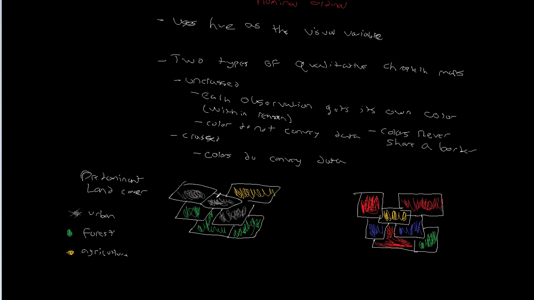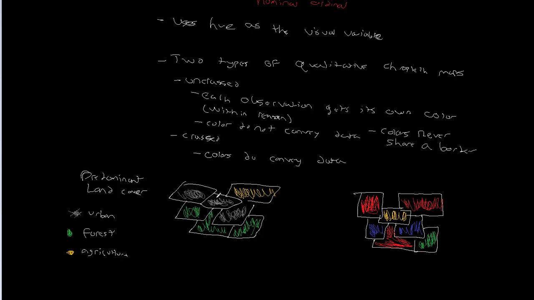I know it was a little bit of a reiteration of things, but again, just to recap, qualitative Choropleth maps focus on qualitative data. So it's going to be your nominal and your ordinal. And we're talking primarily about using hue as the visual variable. So we're changing color while keeping value and saturation the same. And we're going to be dealing with two types, primarily unclassed and classed.